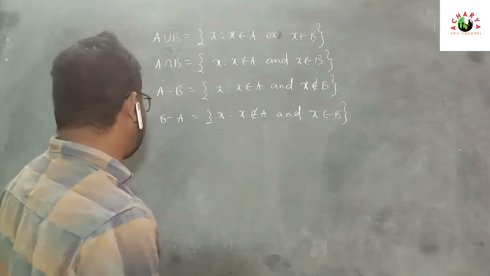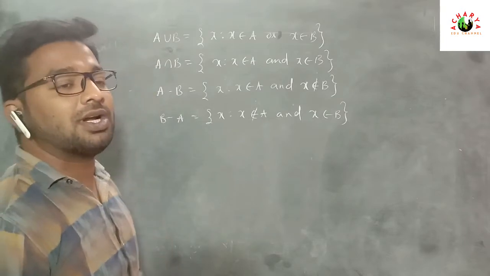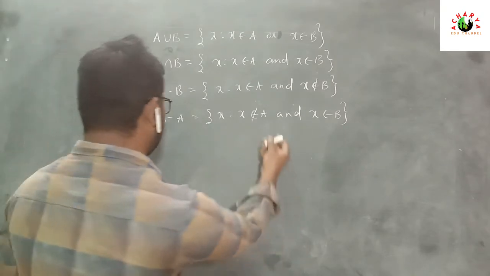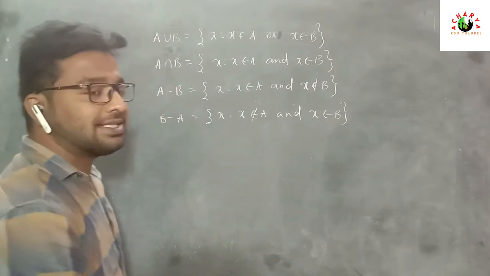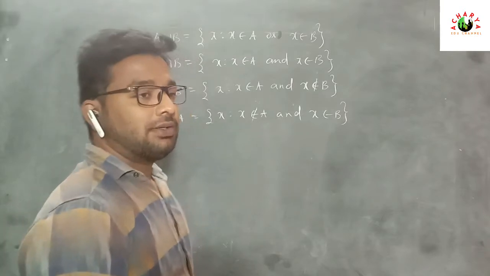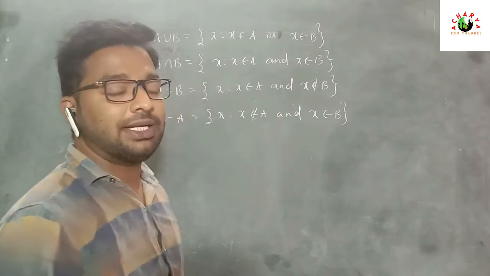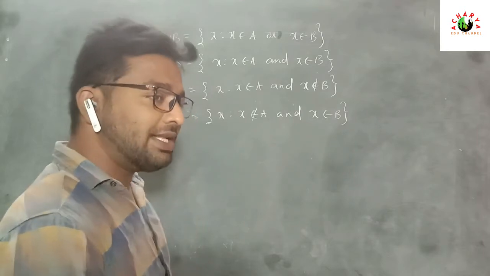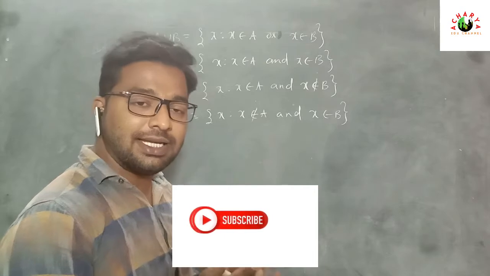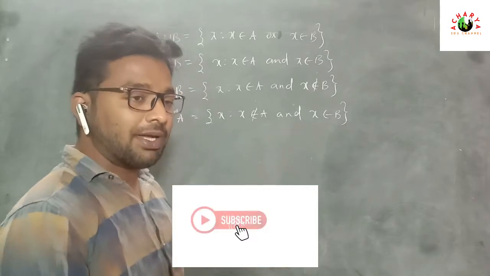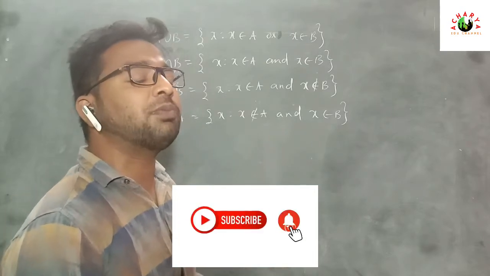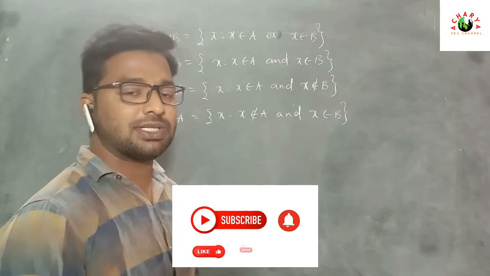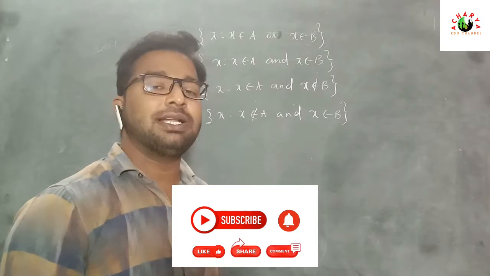So shall we discuss one problem based on disjoint sets here? For example, what is the intersection of two disjoint sets? For disjoint sets, is there any intersection part? No. Why? Because there is no common element in both the sets. Those sets we call disjoint sets.